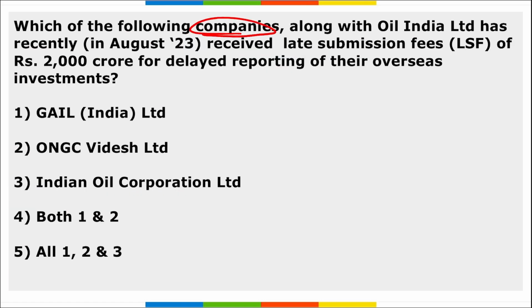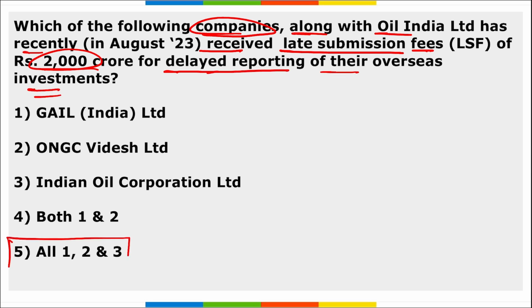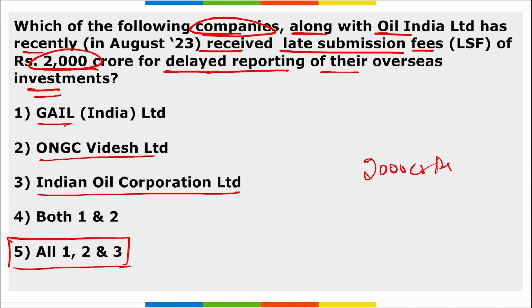Next is, which among the following companies along with Oil India Limited has recently received the late submission fees of 2000 crore rupees for delayed reporting of their overseas investment? Right option here is 1, 2, 3, that is GAIL, ONGC Videsh Limited and Indian Oil Corporation Limited. Correct? So Reserve Bank of India has imposed a late submission fees of 2000 crore rupees on these three organizations for delayed reporting of their overseas investment.